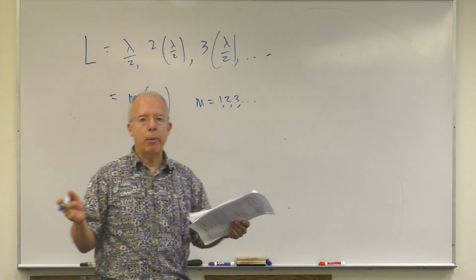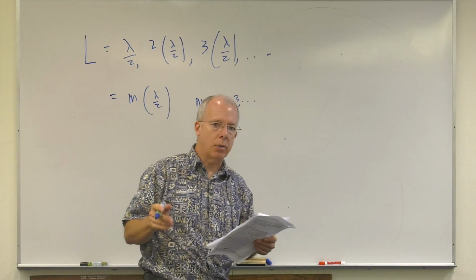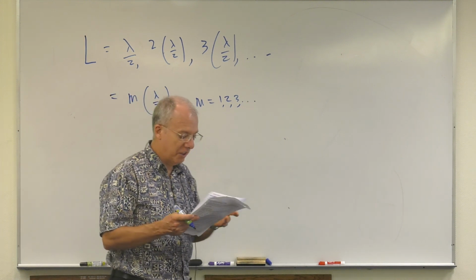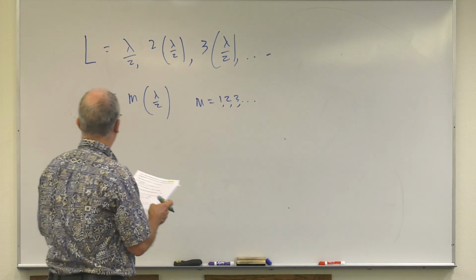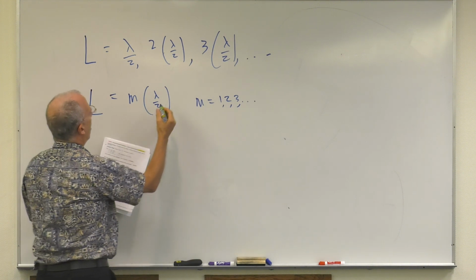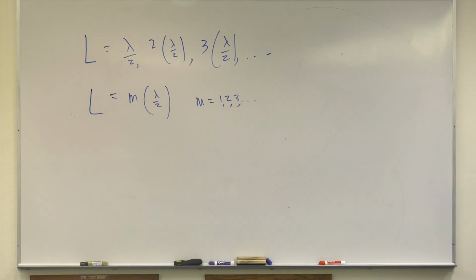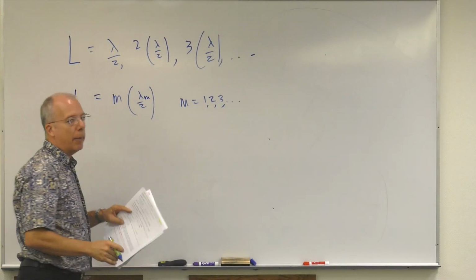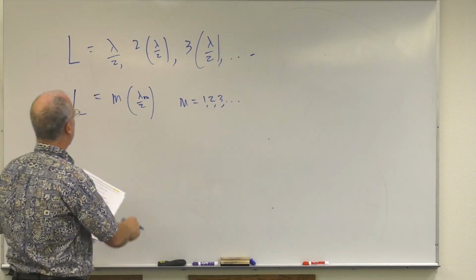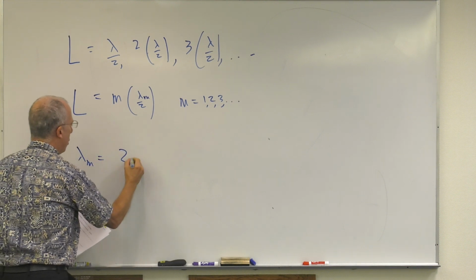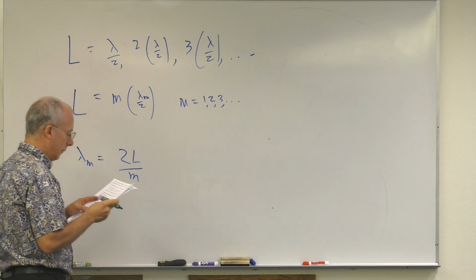When you use m as an index, there's nothing special about m, you can use any letter you want, but you have to be careful to start it where you need it. So it's just a convenience. The length of the string is m lambda over 2. There are different wavelengths, like lambda 1, lambda 2, lambda 3, lambda 4, so we want to indicate that with a little subscript m. So let's solve for lambda m. Therefore, lambda m equals 2L over m. Okay, great.